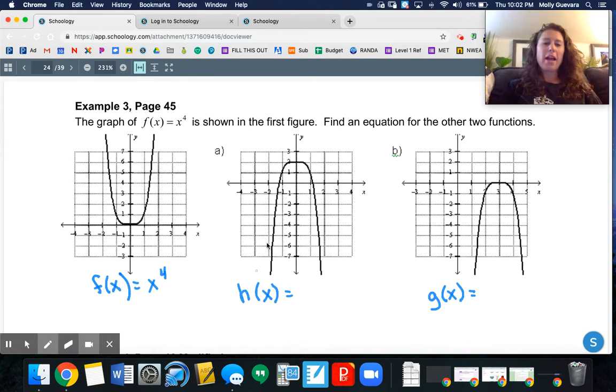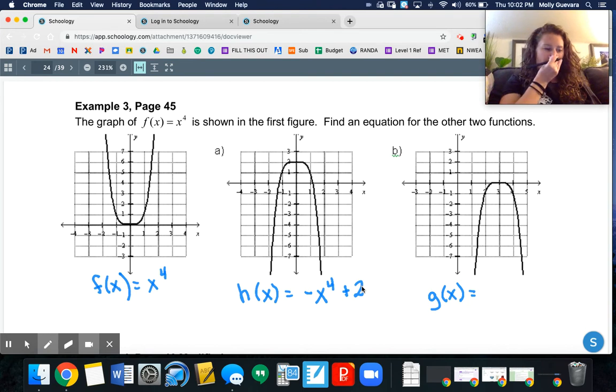So for A here, a couple things I'm noticing. First thing I'm noticing is that it is now opening downward, which tells me that my x to the fourth is going to be negative. So that's good to know. The other thing that I notice is that I did not move left or right. So that tells me that my x to the fourth is just going to be negative x to the fourth. And then the last thing is it has been moved up 2 units. So now the vertex is on the 2. So this is just plus 2.